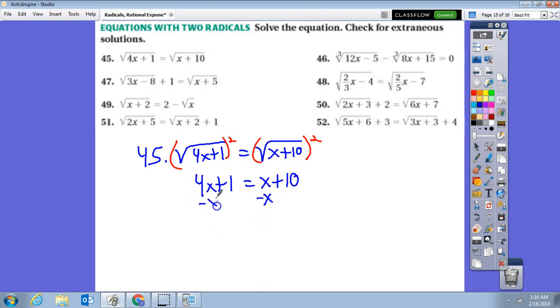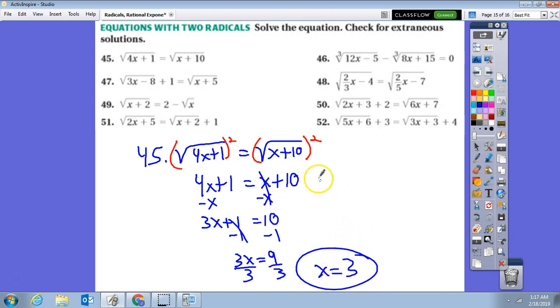You subtract x, that is 3x. You subtract 1, that is 9. And you divide by 3, that is x is equal to 3. And you could plug it in, and you'd see that you got the square root of 13 equals the square root of 13, which is true. If you saw one like number 46, you would need to move this radical over to the other side first. And it's a cube root, so you cube both sides.